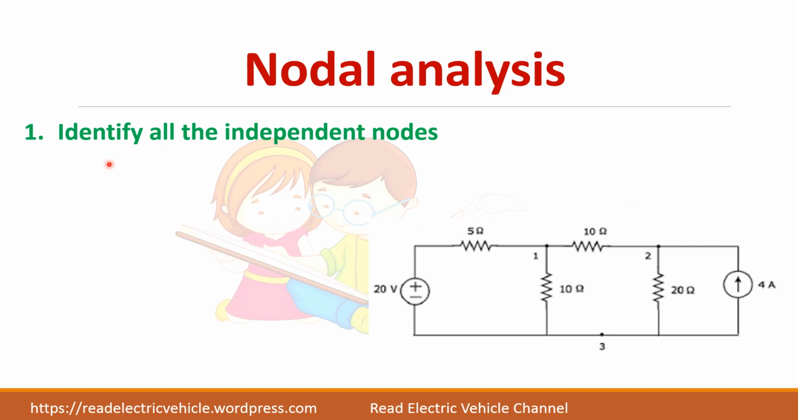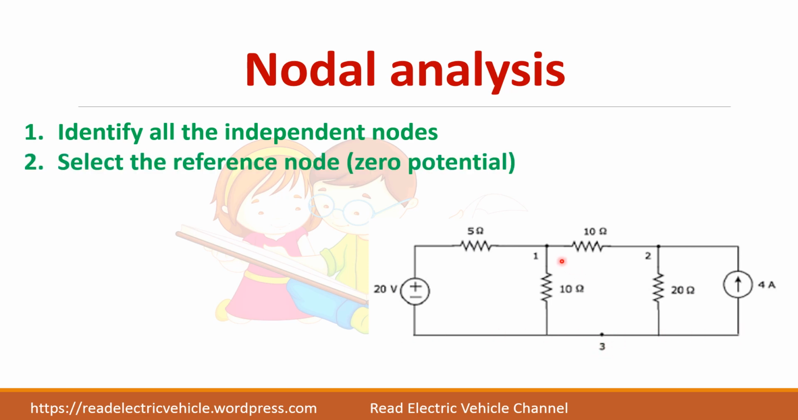First step is you have to identify all the independent nodes. So, what is a node? It is a junction of two or more components. So, here one is a node and this point 2 is also a node because two resistances and one current source are connected together. And if you see the bottom here, all the elements are connected to a single point only. There is no resistance here. So you can take the whole thing as a single node.